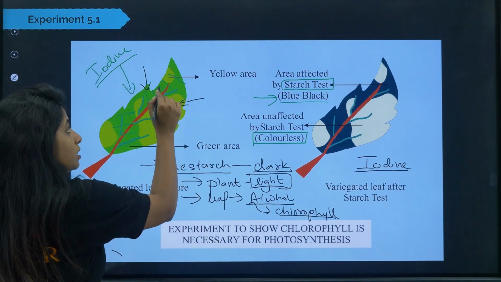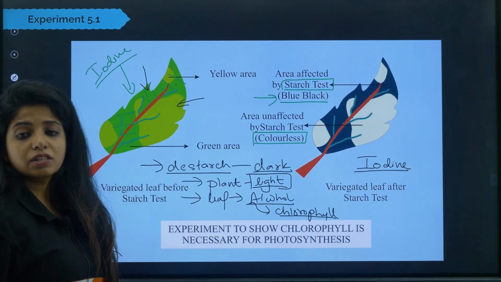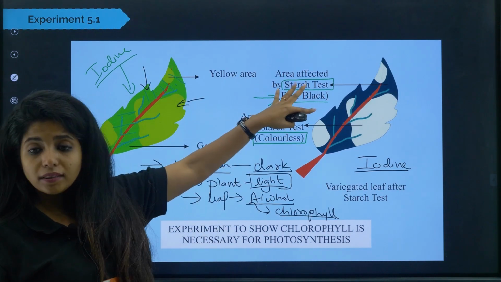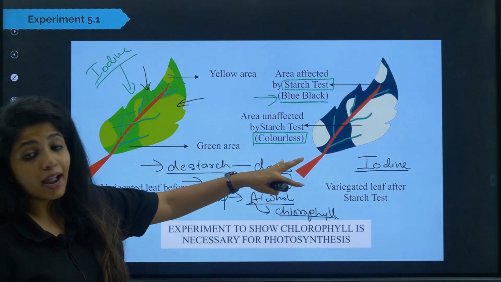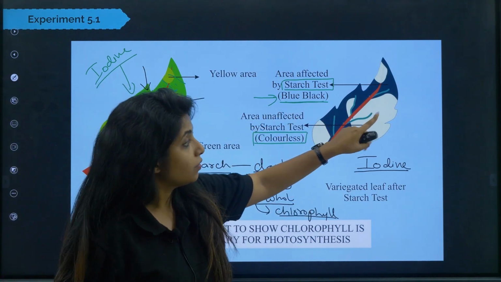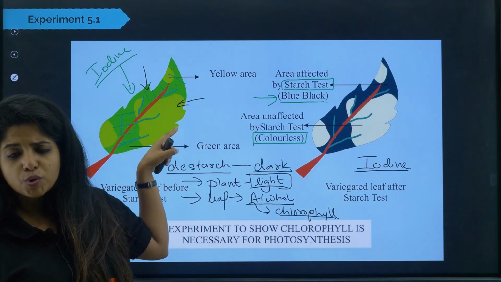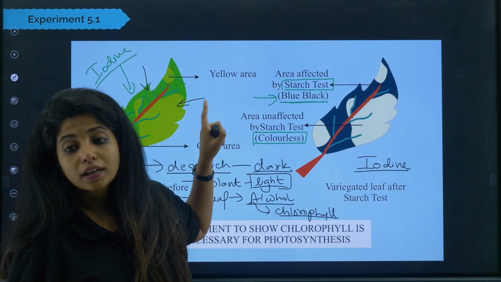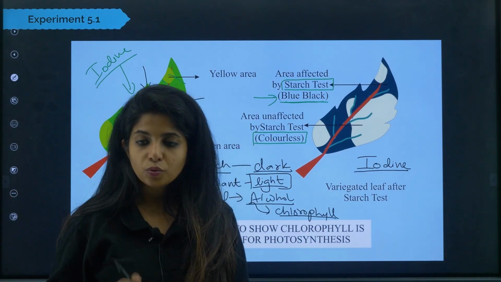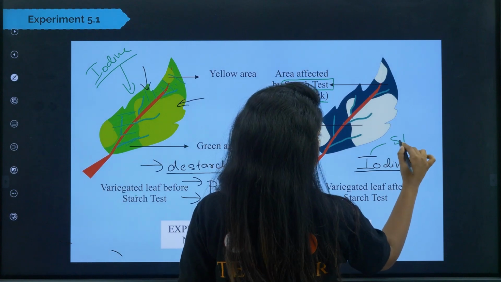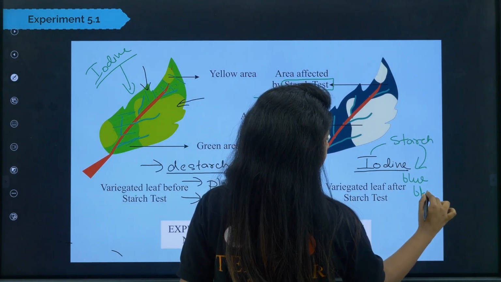Chlorophyll pigments were there, which is why they appear to be dark green in color, which is why starch was being formed in them, and which is why blue-black color appeared over them. Whereas on the other hand, the area which didn't have much chlorophyll pigments, my dear children, which was actually light in color also, showed a colorless result because it is not a positive test for starch. So whenever iodine comes in contact with starch, remember the color that it gives is blue-black.